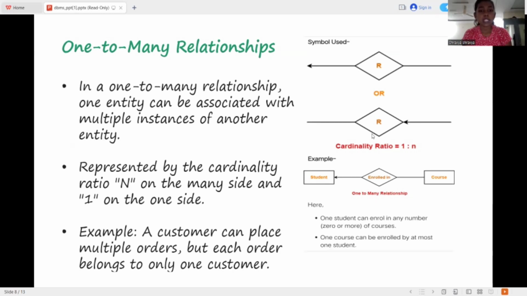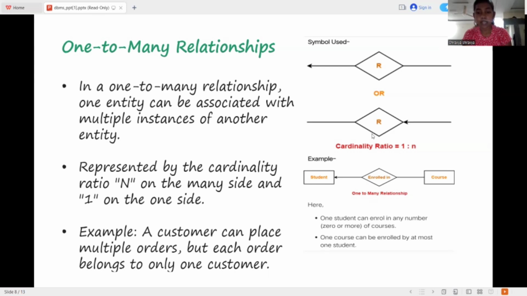Next is the one-to-many relationship. In a one-to-many relationship, one entity can be associated with multiple instances of another entity. It is represented by the cardinality ratio N on the many side and 1 on the one side. We have two examples here. The first example is a customer can place multiple orders, but each order belongs to only one customer. The symbol used for the one-to-many relationship is R. Cardinality ratio is equal to 1:N.